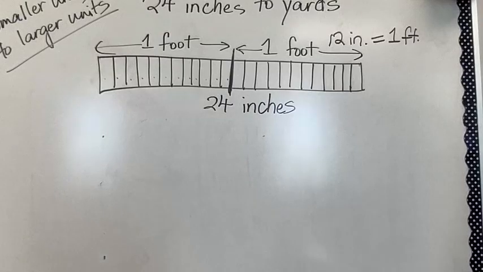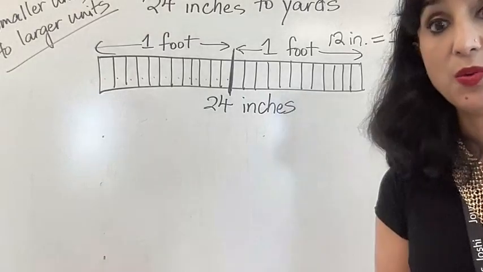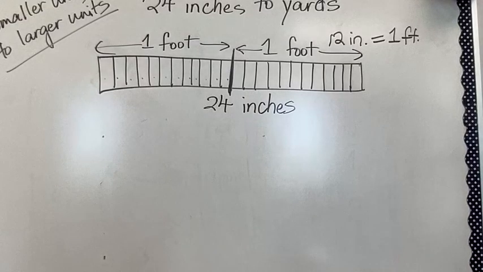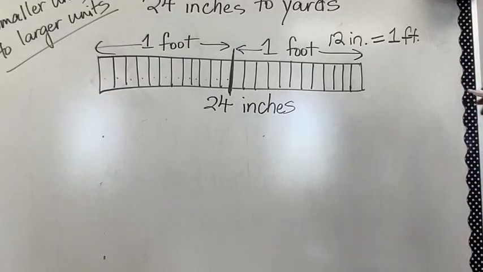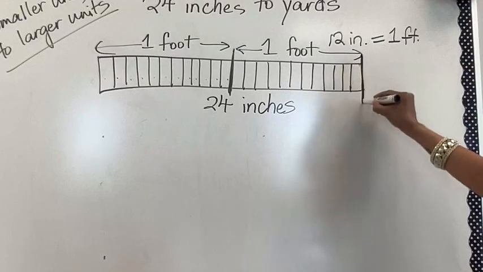And now we're going to find the number of yards. So there are only 2 feet over here. Another foot is needed to have 1 whole yard, because 1 yard is equal to what? It's equal to 3 feet. So what I'm going to do is I am going to add on another foot over here. This is just 12. So 12 and 12, 24. So this much is 2 feet.